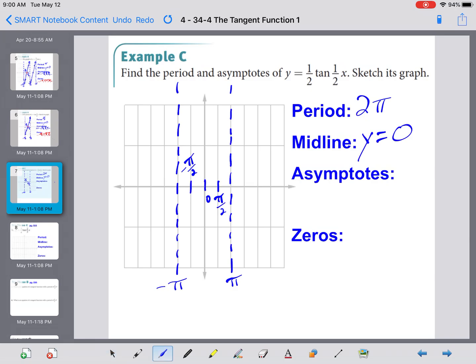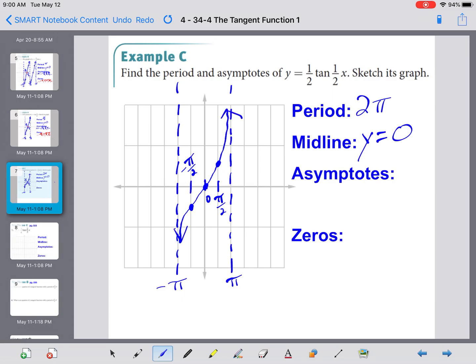Now, because of the 1/2 out front, I'm not going a full unit down here. I'm just going to go to 1/2. I got a zero at 0, 0, and then another xy value at a half. So you can see this has been vertically shrunk by a factor of 1/2. So my graph's going to look like this, and you're going to be able to see the curve a little bit more here because it's been shrunk.